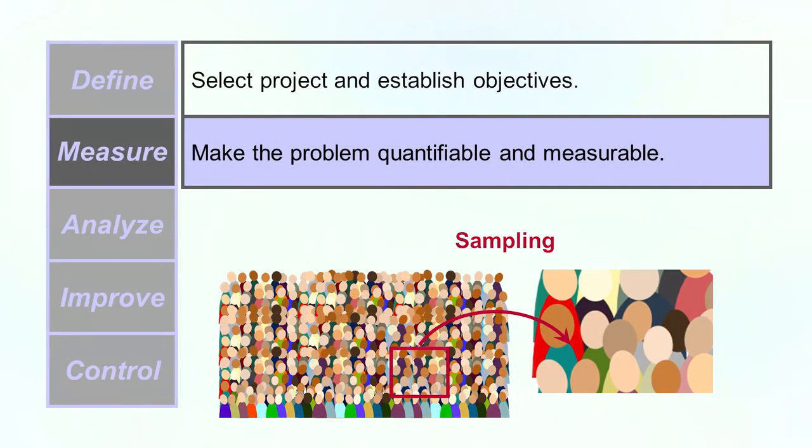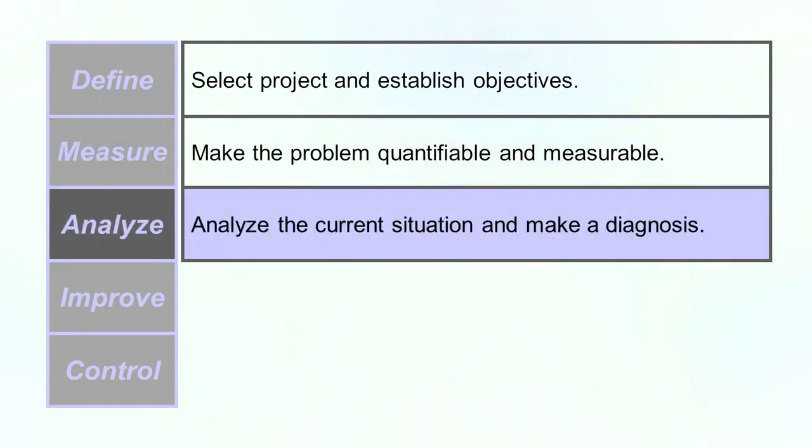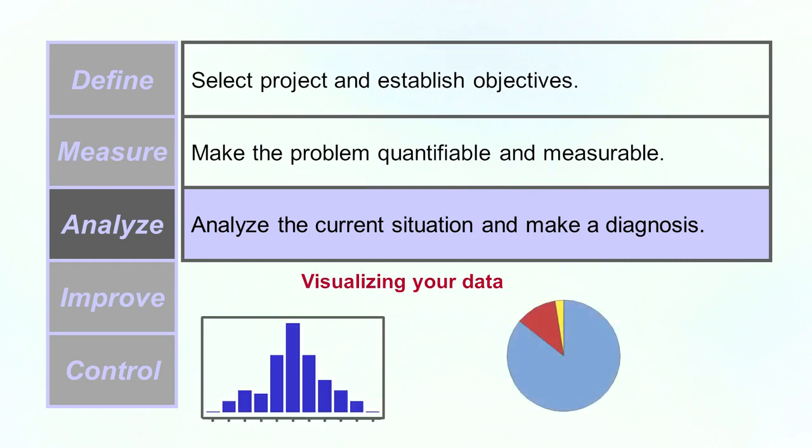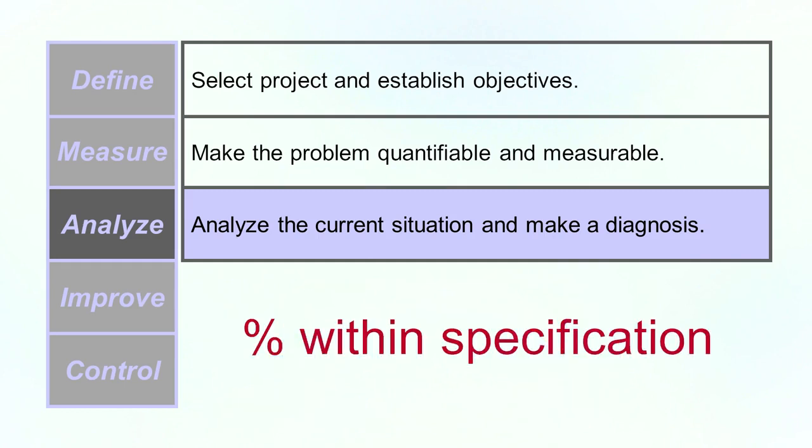After the measure phase comes the analyze phase, in which the belt analyzes the current situation and makes a diagnosis. The goal is to determine the nature of the problem at hand. Throughout this video series, you will be learning various techniques that are useful in the analyze phase, like for example visualizing your data using histograms or pie charts. In addition, you will also learn to determine the percentage of cases that are within a certain specification.